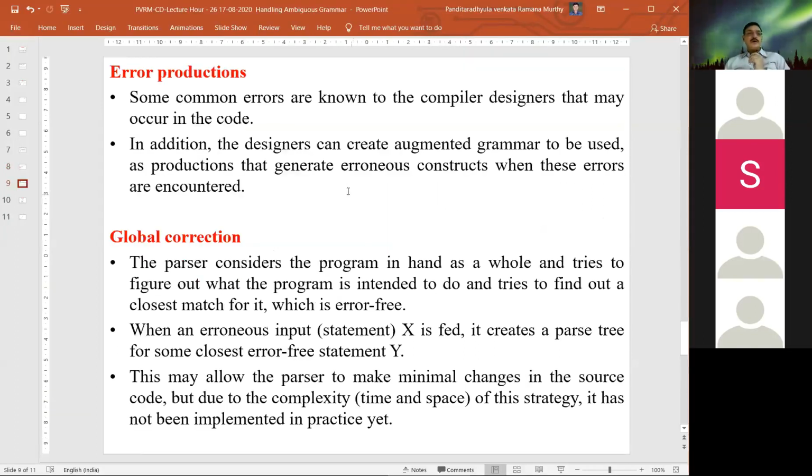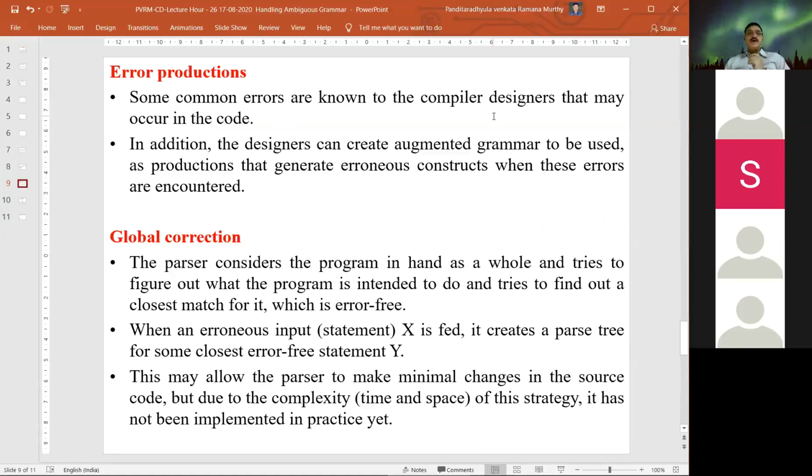Okay. We have some other strategy, error productions. The productions include some known mistakes. Some common errors are known to the compiler designers. Generally, whenever a programmer writes a program, what mistakes may the programmer make in the code? Okay.